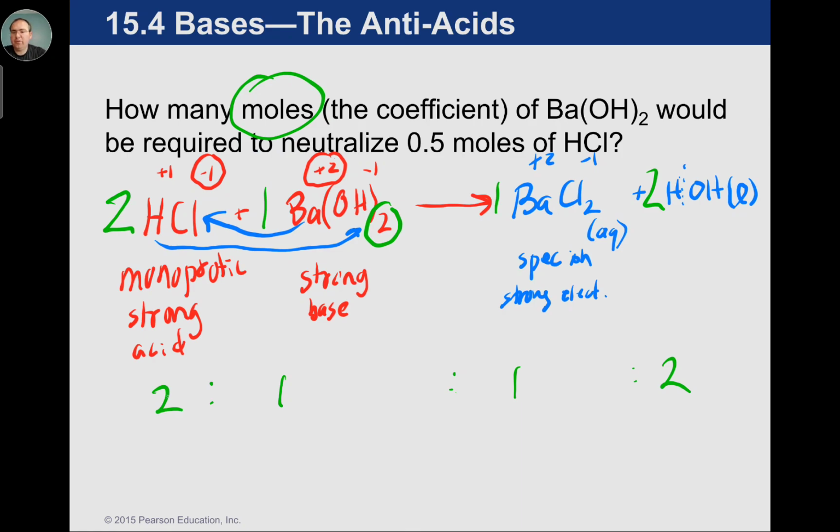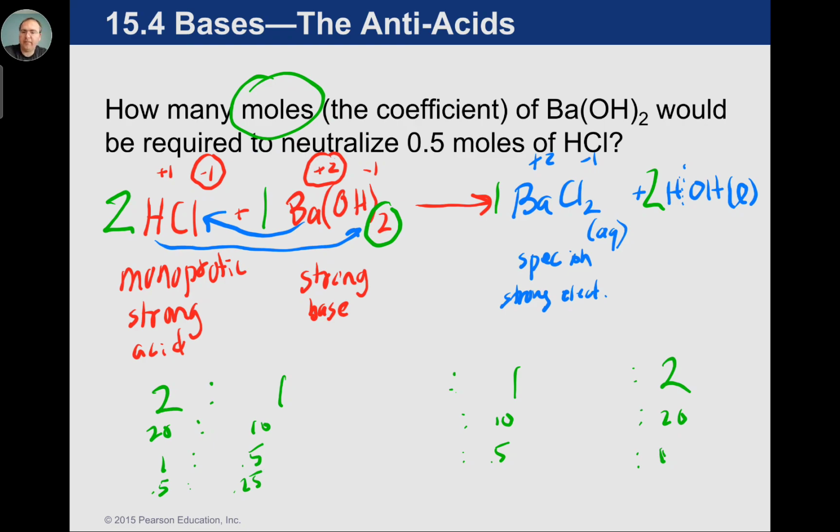So it doesn't matter if this is 2 or 20. If this is 20, then it's 10, 10, and 20. If this 2 was really a 1, this would just be a 0.5, a 0.5, and a 1. So it's all relative to the ratio of the balanced chemical equation. So if HCl is the 0.5, then we're going to need half as much base because it takes twice as much acid. So in that case, it would just be 0.25.